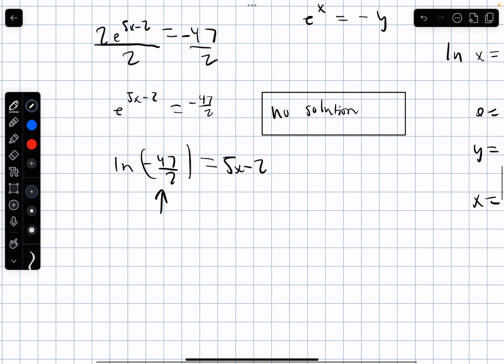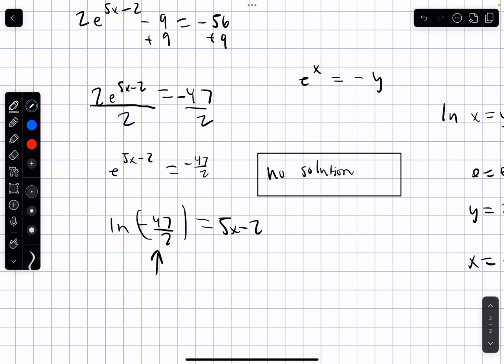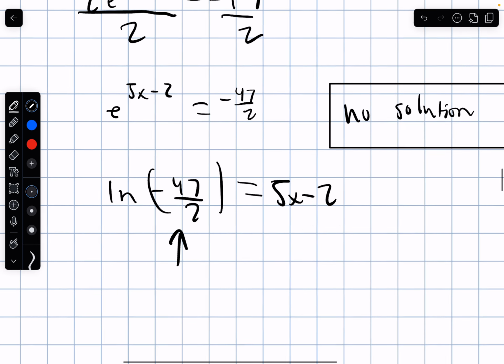Just to run through this one more time, e to anything can never have a negative answer. This is because when we take the natural log of that, it's going to give us a negative argument, and no logarithm can ever have a negative argument.